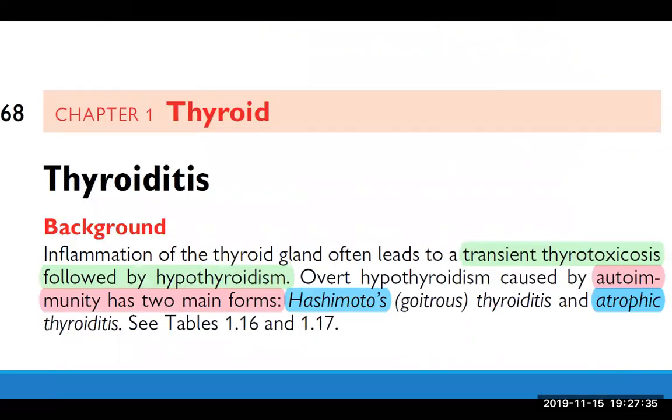Inshallah, in the lecture presented by Dr. Ibrahim Al-Ali, he will discuss more details on the thyroid nodule and thyroid malignancy. The next topic today, inshallah, is thyroiditis.